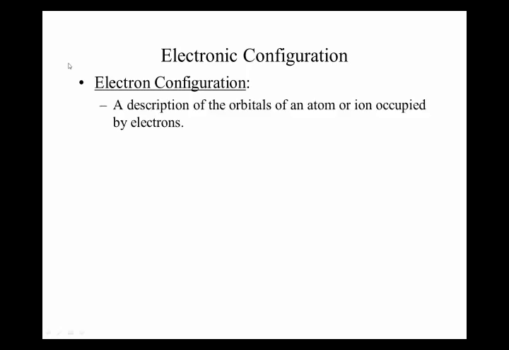Okay, so we've talked about orbitals and shells and subshells, and now I'm going to talk about how we actually determine an electron configuration or an electron arrangement. So electron configuration is the description of which orbitals in an atom or ion are actually occupied by electrons, and how many electrons are where.